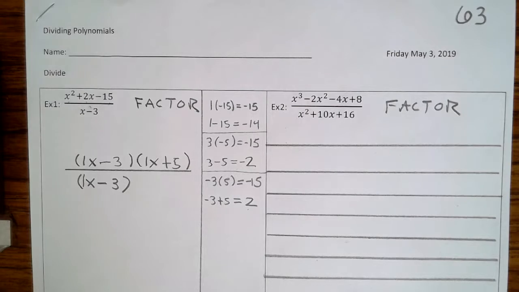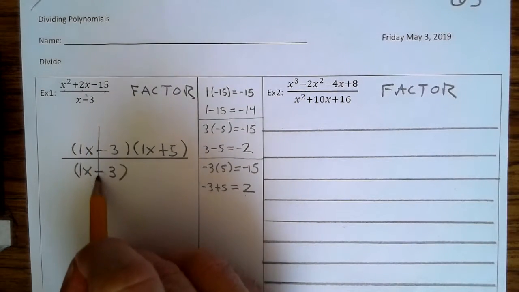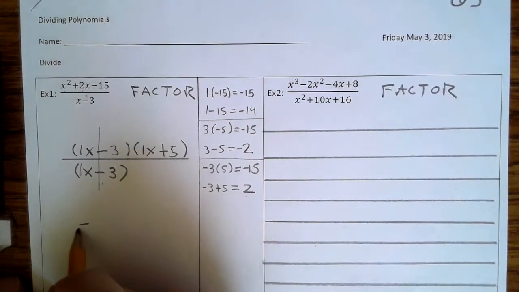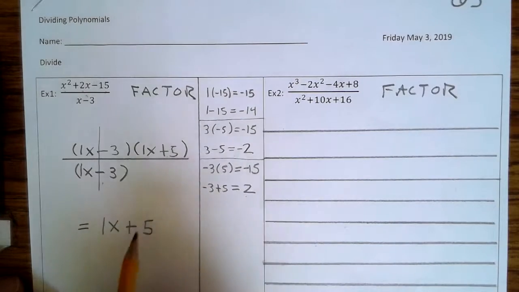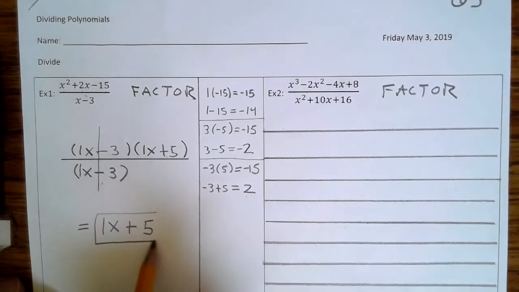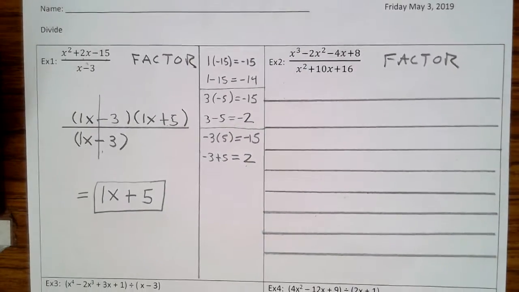Okay. Now, x minus 3 divided by x minus 3 is 1. So you're left with 1x plus 5. Okay. All right, go ahead and finish up example 1. All right, now let's take a look at example 2.